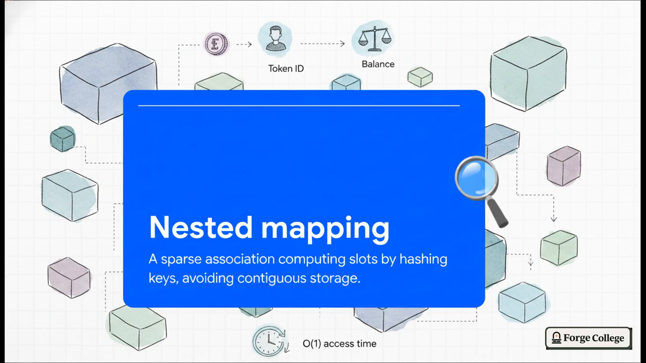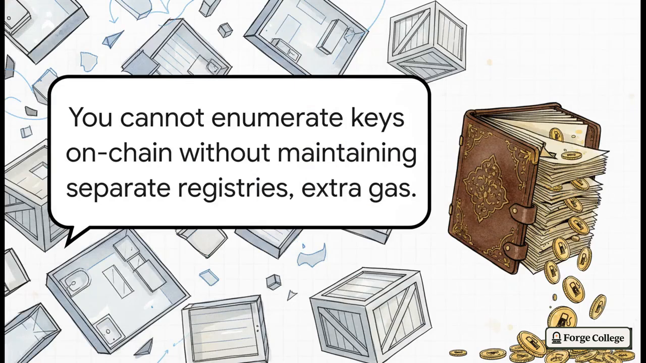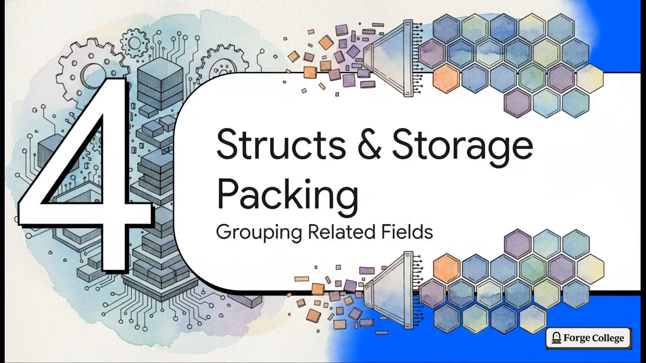But here is a major warning. Because those hotel rooms are hashed and scattered randomly, you cannot easily list them out on-chain. If you suddenly need to enumerate all of a user's holdings, well, you're essentially building a house without a floor plan. To fix that, you'd have to build a totally separate registry, which obviously means extra writes and extra gas. Not ideal.